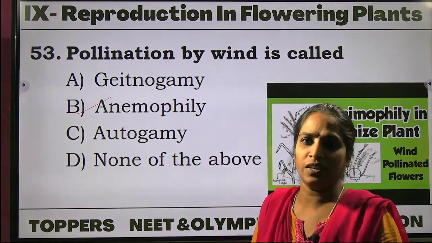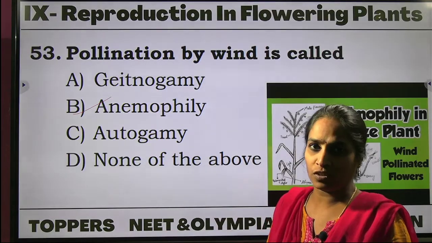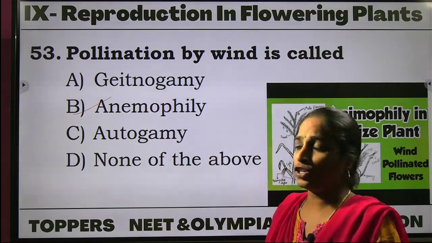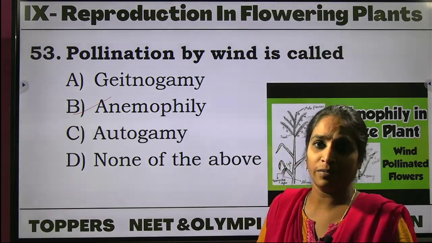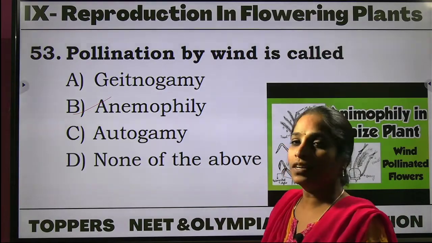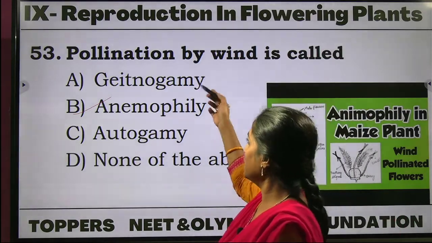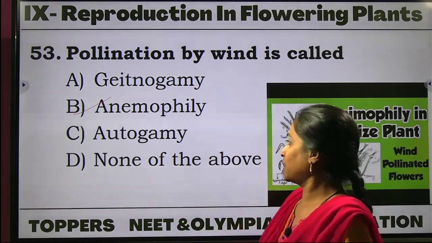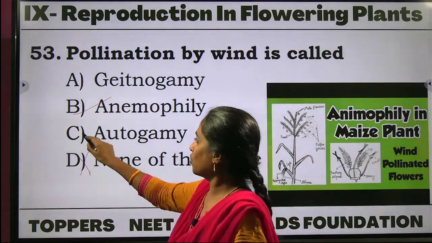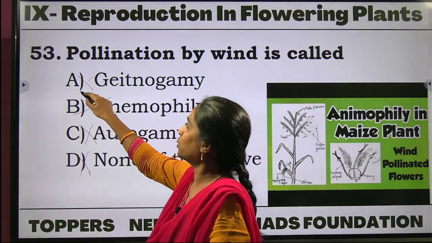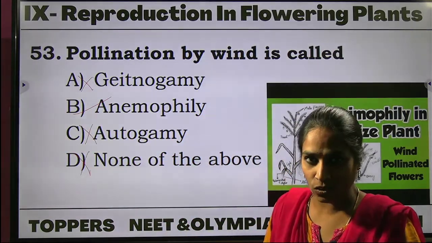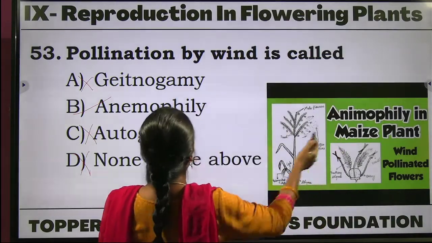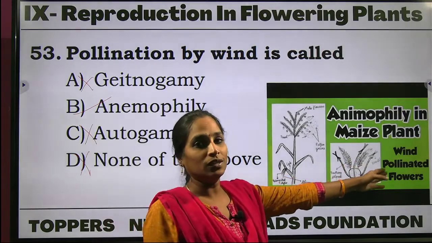What is geitonogamy? It's a kind of pollination process. Pollination during self-pollination or cross-pollination depends on the time duration in which the male and female gametes mature in different conditions. That is called dichogamy. Autogamy is directly self-pollination within the same flower. None of the above is wrong. Autogamy and dichogamy are related to the maturation lifespans of the male and female gametes. Here you see the picture also, anemophily is nothing but pollination through the wind.